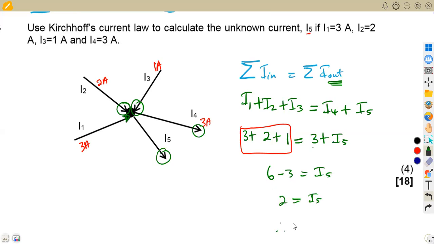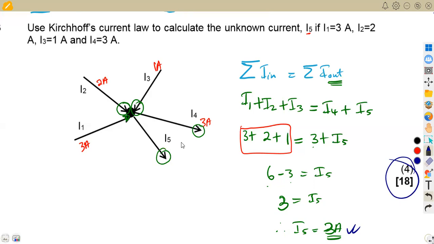So that is our current I5 in this case. Why am I getting the 2? That's a 3 there. 6 minus 3 there is going to be a 3. So that is our current I5, which is 3 amps. So that was the idea there.